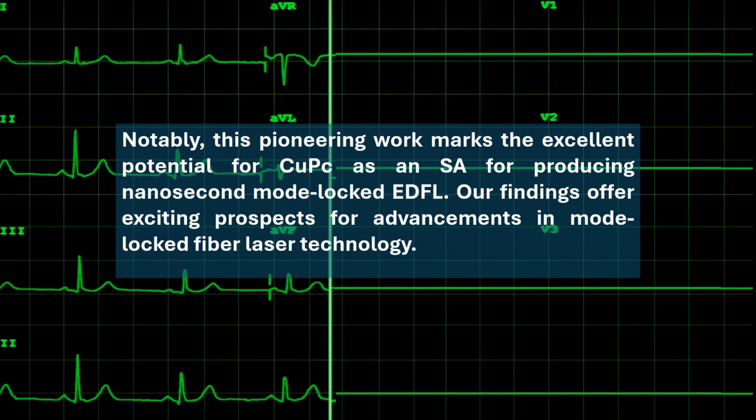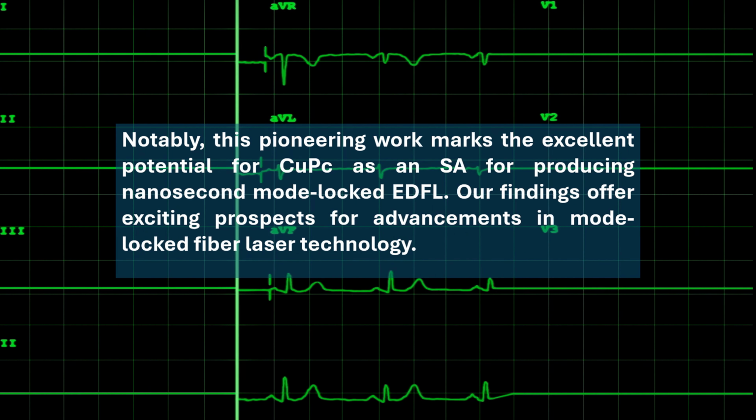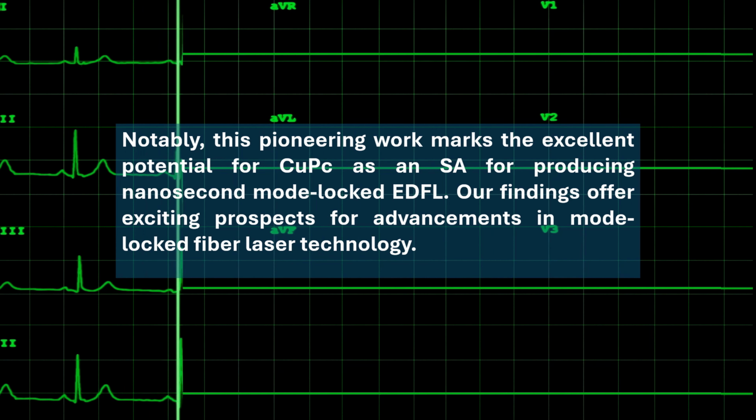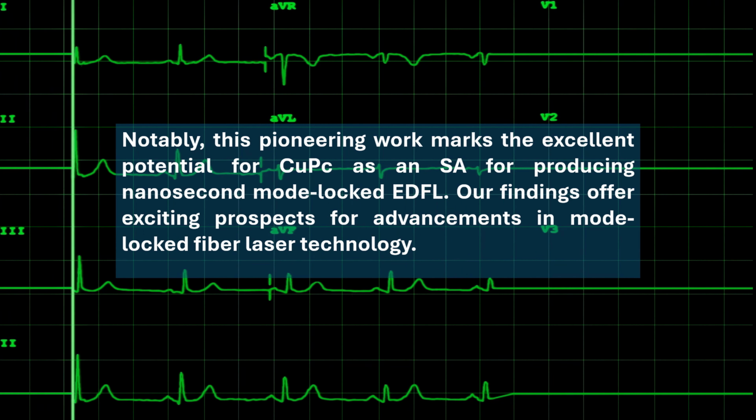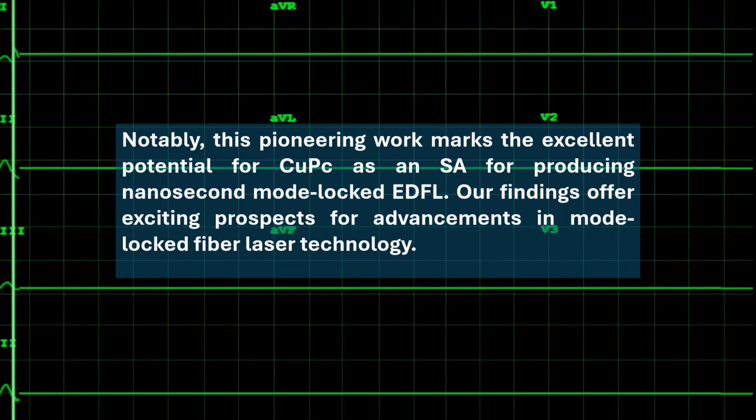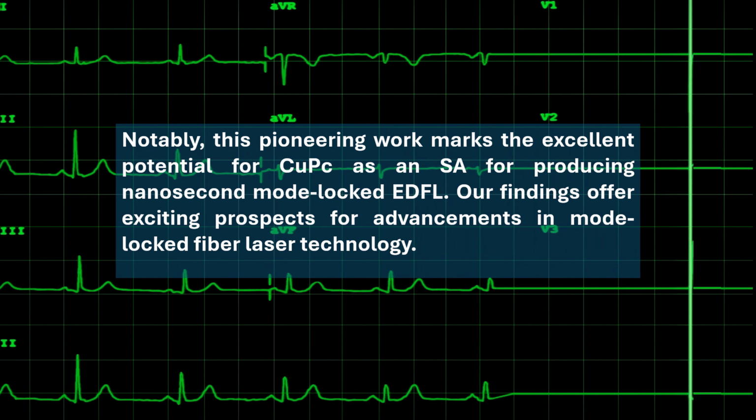Notably, this pioneering work shows the excellent potential of CuPC as an SA for producing nanosecond mode-locked EDFL. Our findings offer exciting prospects for advancements in mode-locked fiber laser technology.